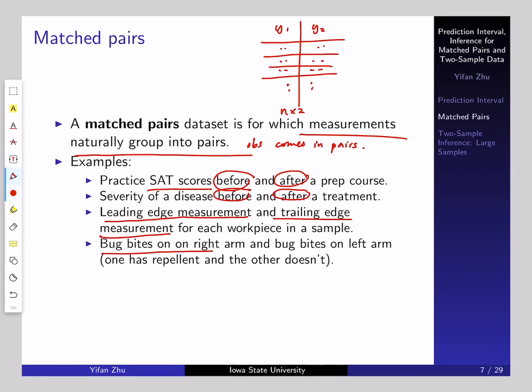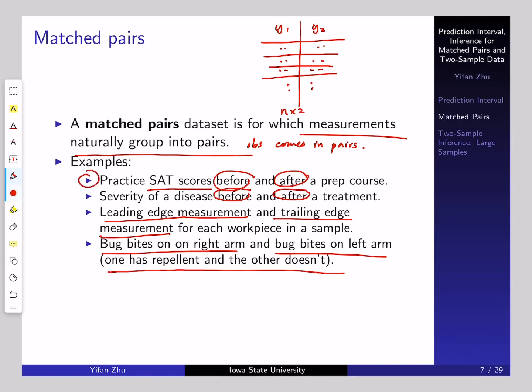And bug bites on the right arm and bug bites on the left arm for a person. Because it is an experiment, one arm has a repellent and the other arm doesn't. So the measurements come in pairs. It is a one sample inference because we only have one sample from the population, although we have pairs.